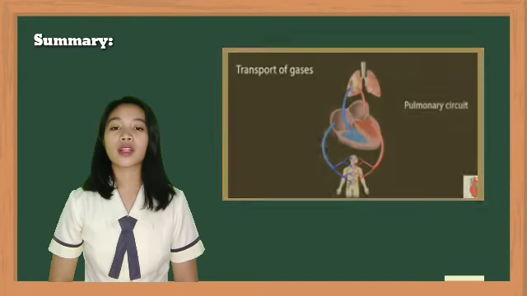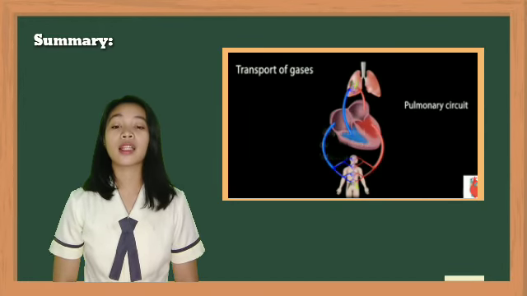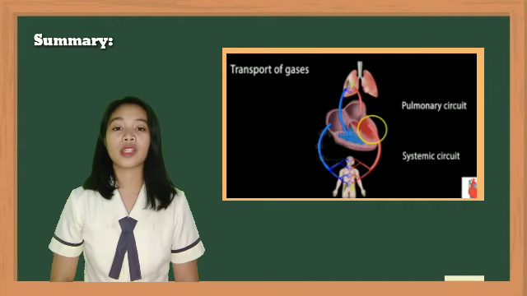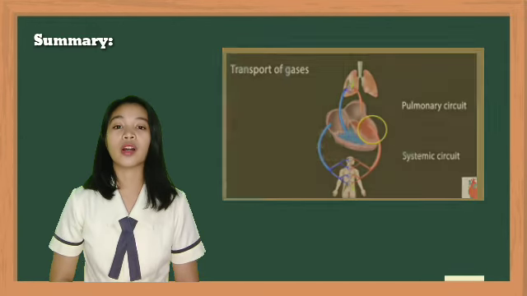The pulmonary circuit consists of vessels that carry blood from the right ventricle to the lungs and back to the left atrium. The systemic circuit consists of vessels that lead from the left ventricle to the body cells and back again to the heart. Now we will have an activity.